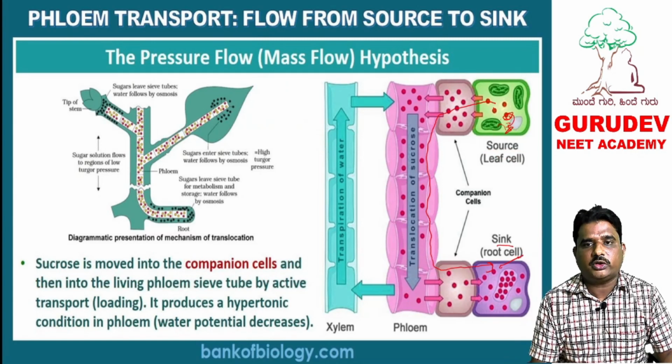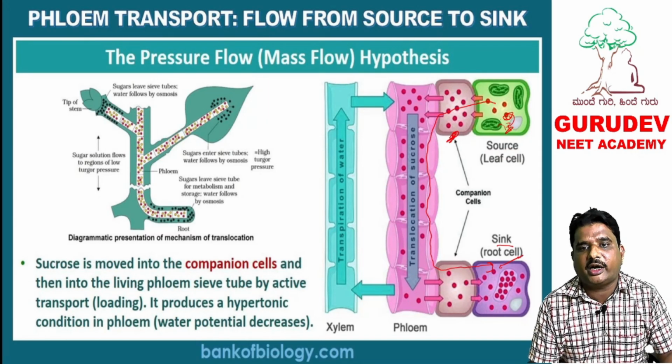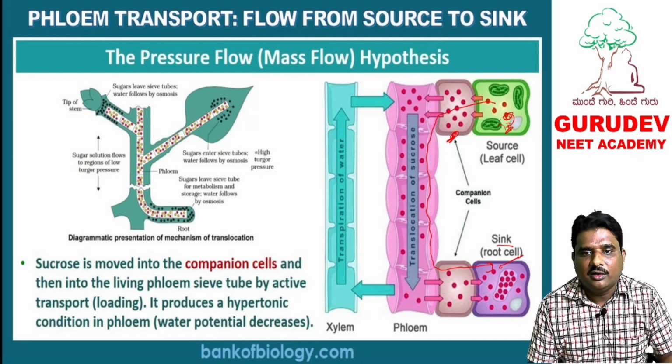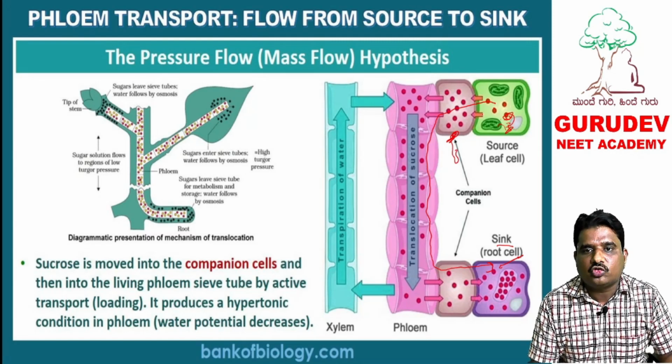This sucrose moves into the companion cell. This is the companion cell. You know that we have studied it in the anatomy of flowering plants. The companion cell is a phloem element. So sucrose synthesized here goes into the companion cell, and from the companion cell to the sieve tube. This is the sieve tube. Sieve tubes are arranged one above the other. This is another sieve tube, and this is another sieve tube.